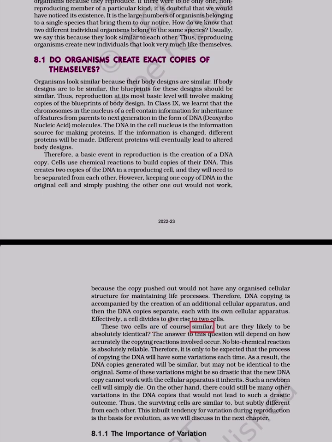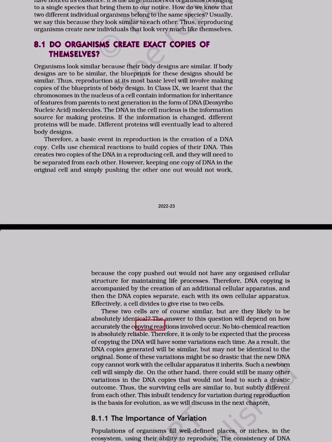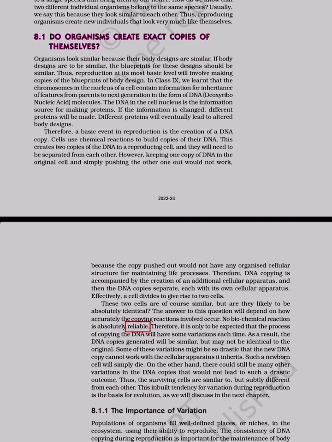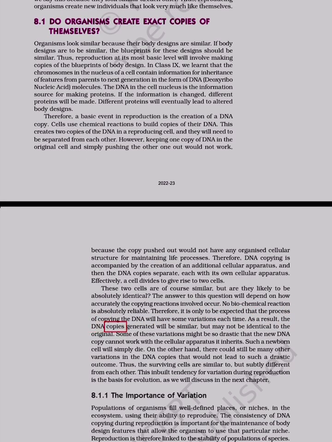These two cells are of course similar, but are they likely to be absolutely identical? The answer to this question will depend on how accurately the copying reactions involved occur. No biochemical reaction is absolutely reliable. Therefore, it is only to be expected that the process of copying the DNA will have some variations each time. As a result, the DNA copies generated will be similar, but may not be identical to the original.